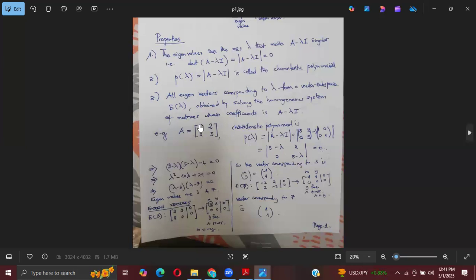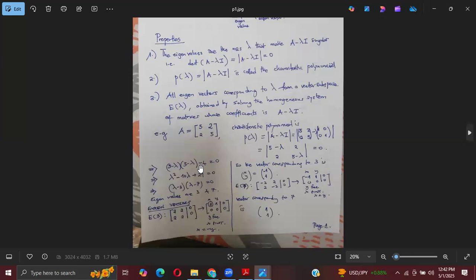Let's just pick a matrix: 5, 2, 2, 5. What is the determinant of this matrix? It's the main diagonal, 5 times 5, which gives 25, minus 2 times 2. So the determinant is this times this, minus this times this, minus 2 times 2. Make sense?